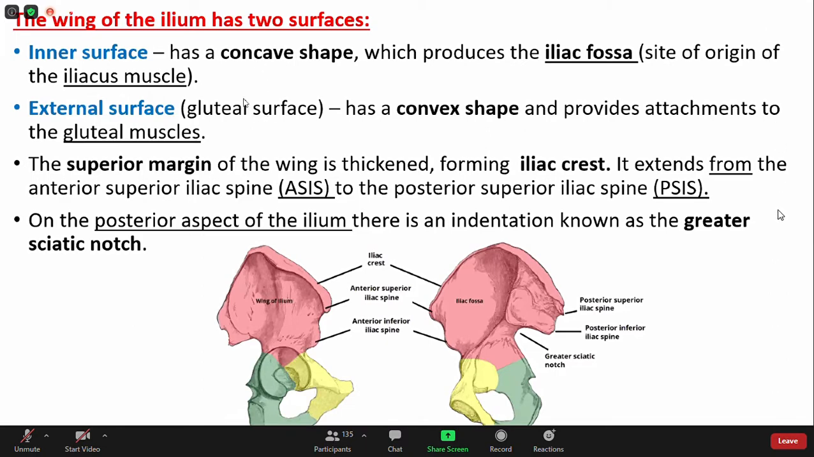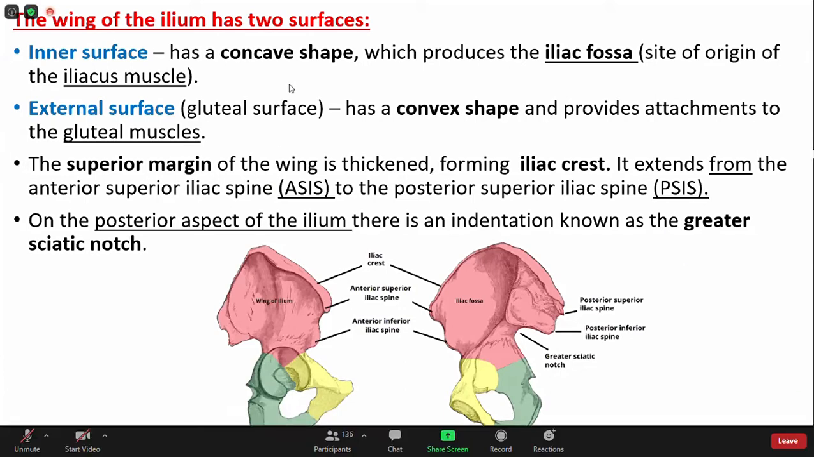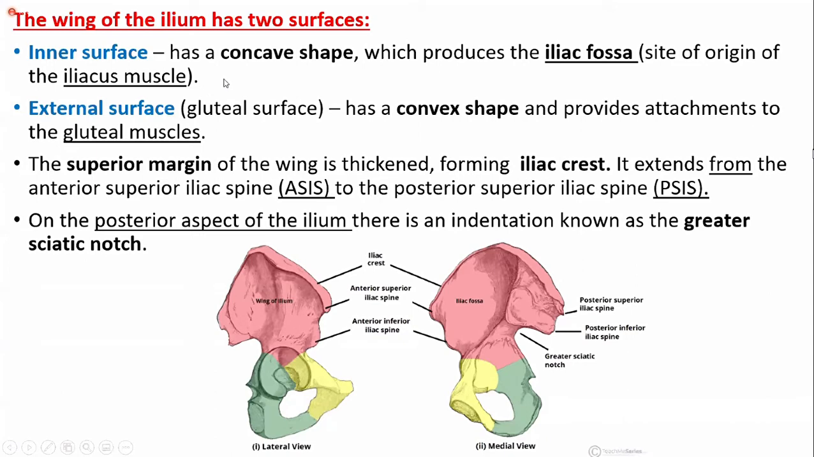Regarding the surface, the ilium itself has two surfaces. One surface is from inside and one surface from outside. The inner surface is concave and the outer surface is convex. On the inner surface you have the iliacus muscle, and on the outer surface you have the gluteal muscle. So this is the attachment for the muscles, on the inner surface and outer surface.